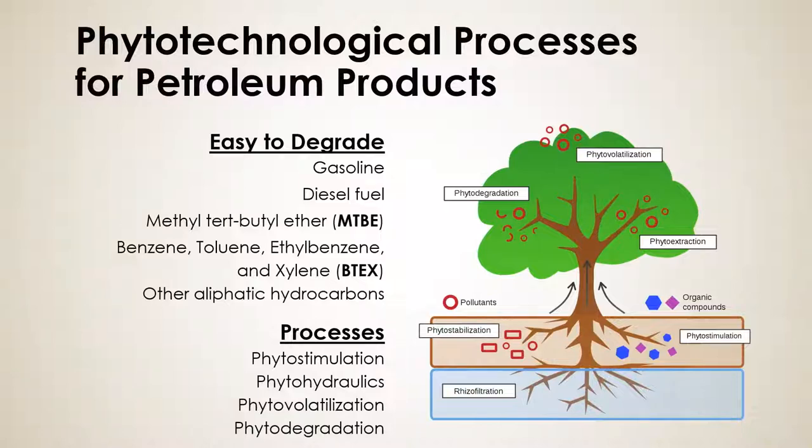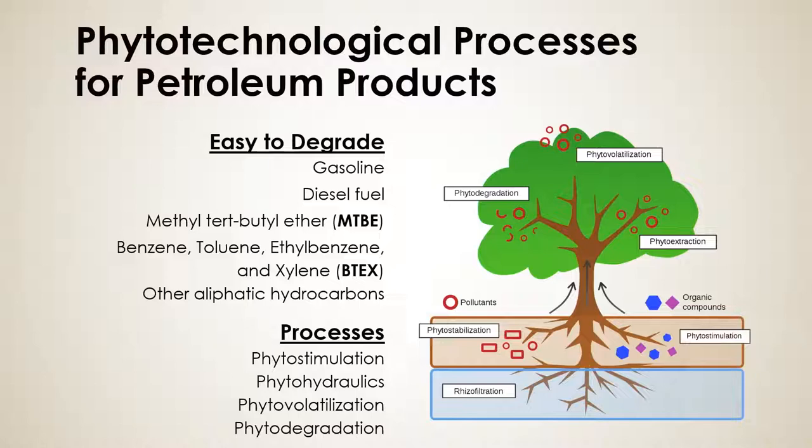Well, it depends on the category of petroleum. There are some that are going to be easy to degrade, and some that are going to be pretty hard to degrade. The categories that are pretty easy to degrade are gasoline, diesel fuel, methyl tert-butyl ether, the BTEX compounds, benzene, toluene, ethylbenzene, xylene, and other aliphatic hydrocarbons. And a lot of times with some of these, they're also going to evaporate, depending on how long they've been exposed to the atmosphere. They're not as huge of a concern as the harder to degrade categories of petroleum. But for the ones that are easier to degrade, we have a wider range of options of what we can use to help remove or transform these contaminants.